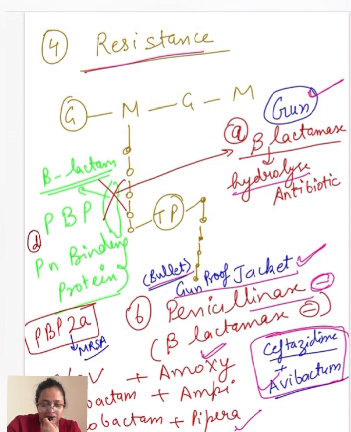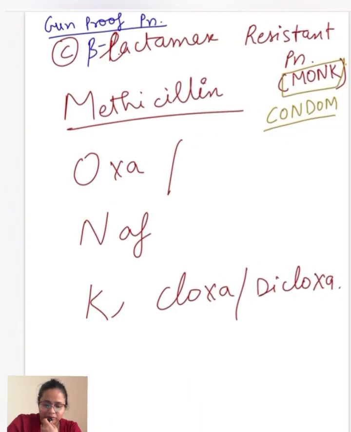But then the bacteria develop a change in the penicillin binding protein, where penicillin was binding and inhibiting transpeptidase. The bacteria modified that, so PBP2A is formed, so this leads to MRSA formation. So the methicillin resistant Staph aureus group is formed.